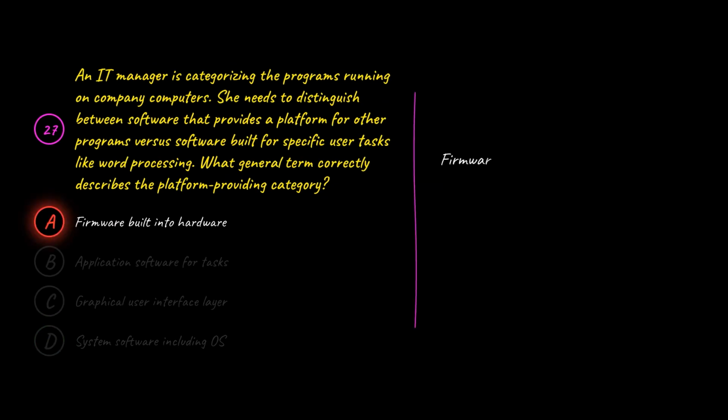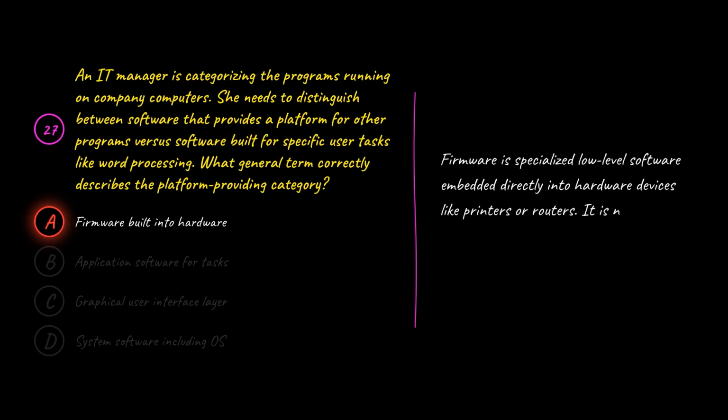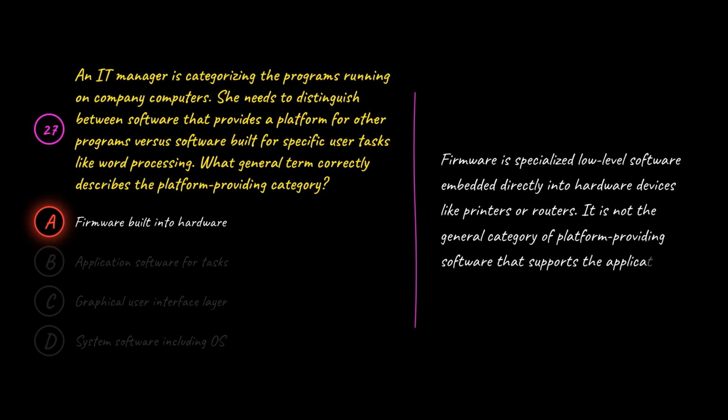A is wrong because firmware is specialized low-level software embedded directly into hardware devices like printers or routers. It is not the general category of platform-providing software that supports the applications users run on their computers daily.